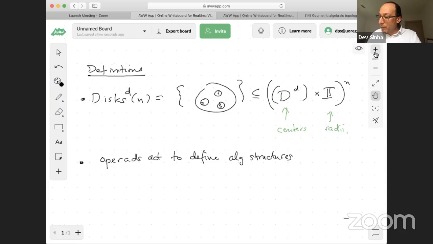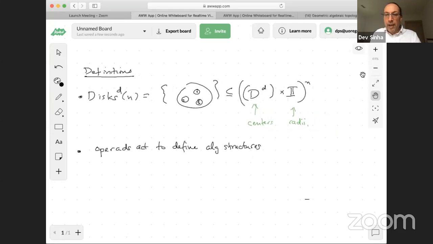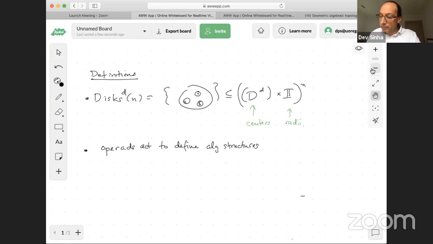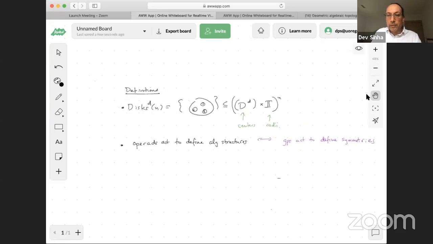And the analogy I want to make here is that groups act to define symmetries.